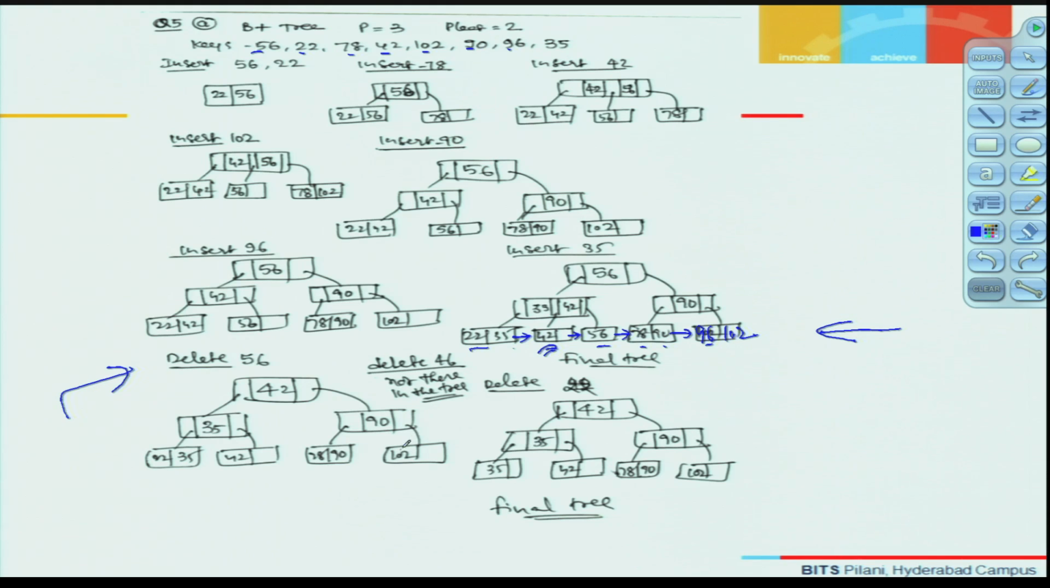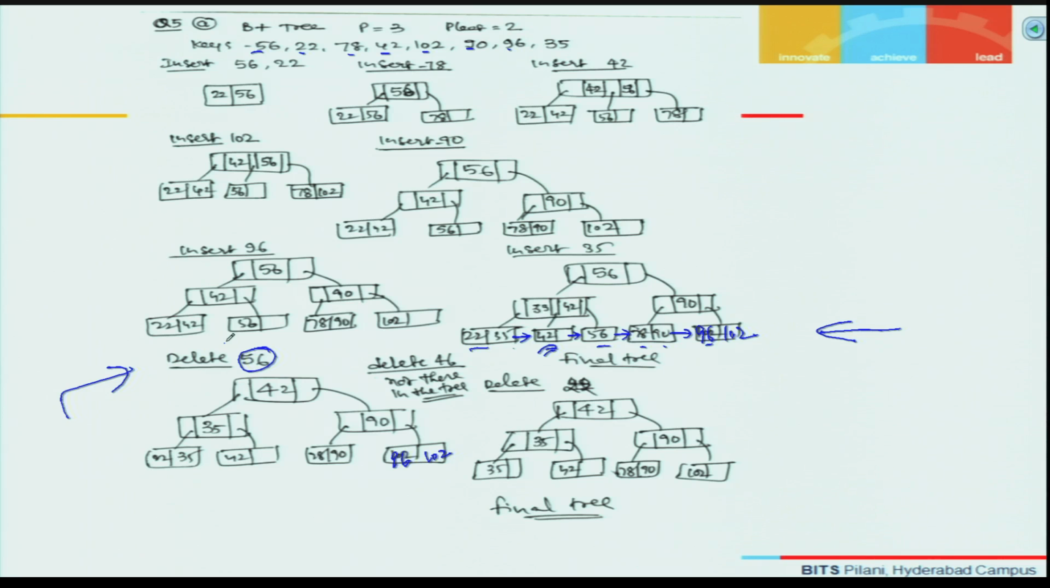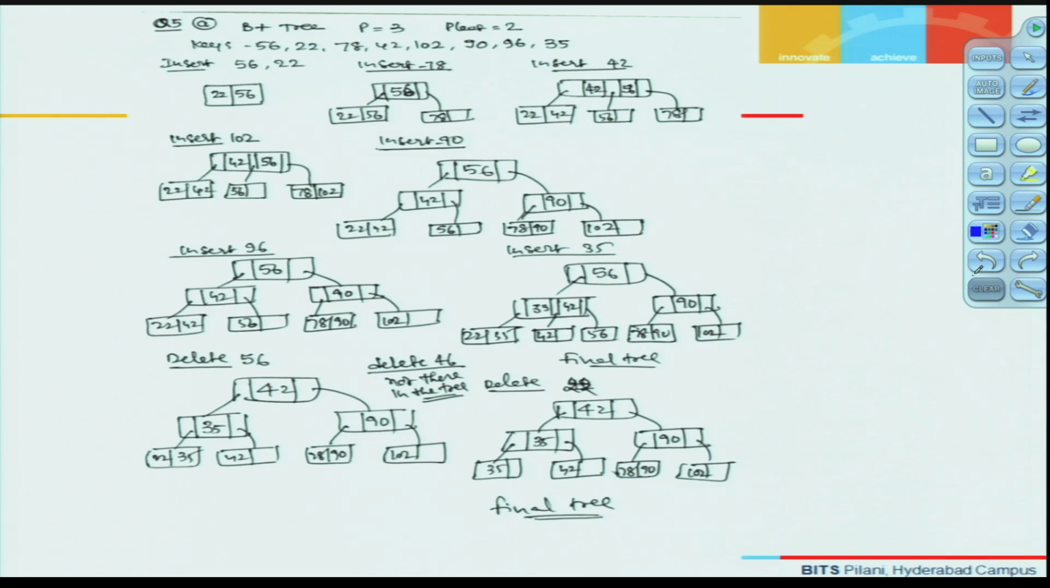Suppose let us assume that this is actually 96 and 102, and if I am trying to delete 56, what will happen? There should not be an underflow condition. When you keep on inserting, you may encounter an overflow condition, and when you try to delete, you may encounter an underflow condition. So now, from this tree, I will try to delete the key value 56. The key value 56 is available, and in this leaf node only one key is available, and if I delete that key, what happens?